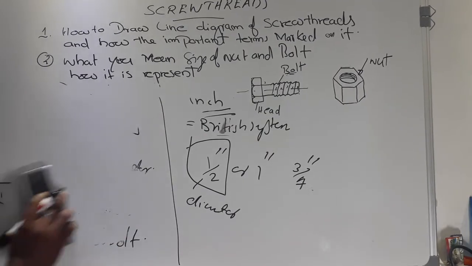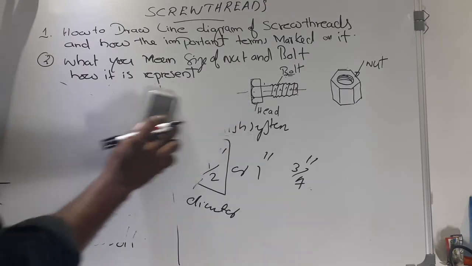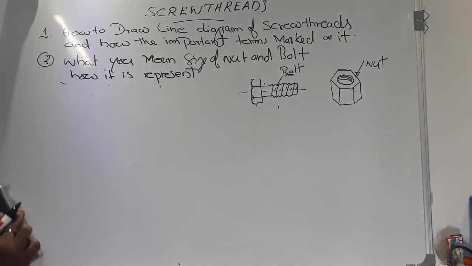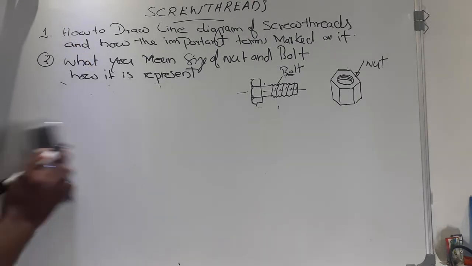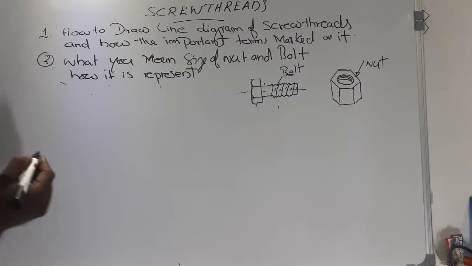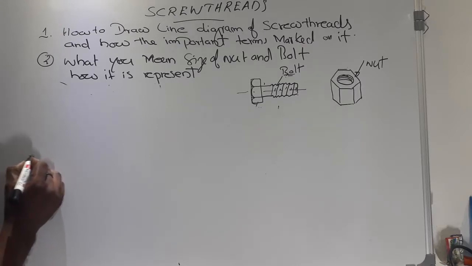Now, next one: how to draw a line diagram of screw threads and how the important terms are marked on it. First, I draw a center line.